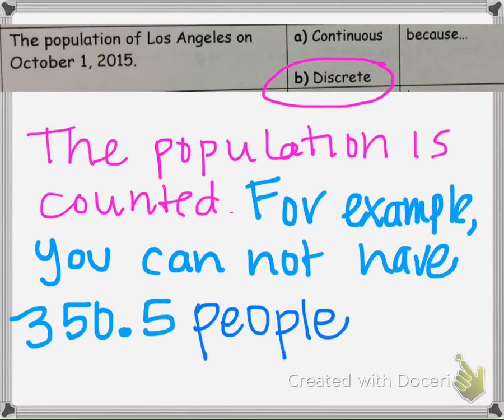The next problem is the population of Los Angeles on October 1st, 2015. So on that particular date, we're going to count how many people are in Los Angeles. So it is discrete because we're counting the number of people. When we're counting, we're not going to say 350.5 people. We can't have a half of a person. So that is why it's discrete.